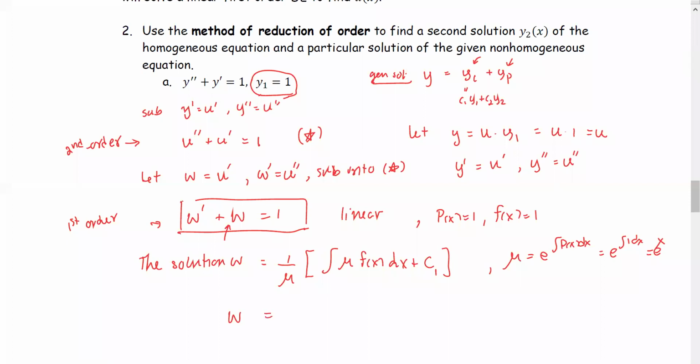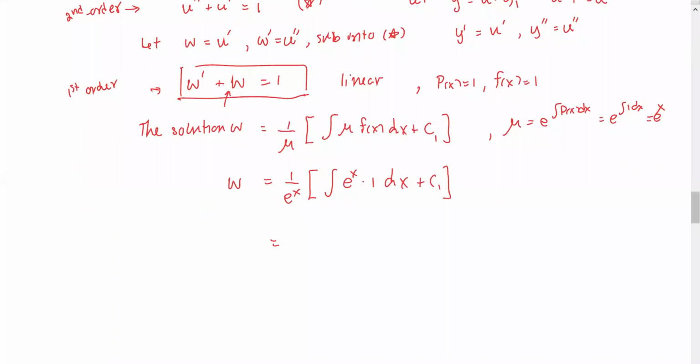Therefore, w equals 1 over e to the x multiplied by the integral of e to the x multiplied by 1 with respect to x plus c1. That gives us 1 over e to the x multiplied by the integral of e to the x with respect to x plus c1, or 1 over e to the x multiplied by e to the x plus c1. We write it as 1 plus c1 e to the negative x.